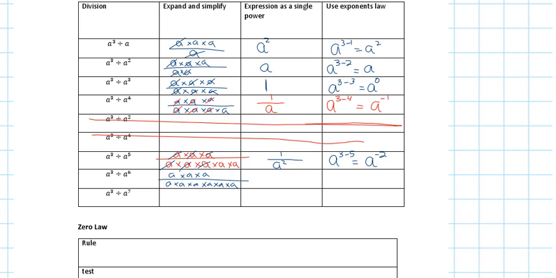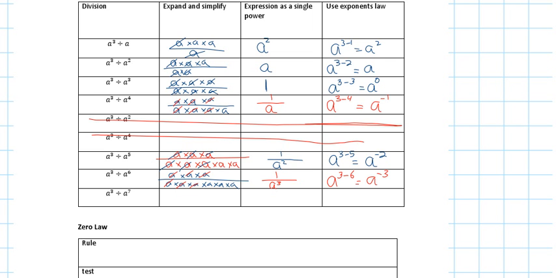Okay, so cancel, cancel, cancel, cancel. What do I have left? 1 over a cubed. If I do the subtraction, 3 take away 6, so that's a to the power of -3. Have you noticed any pattern here?